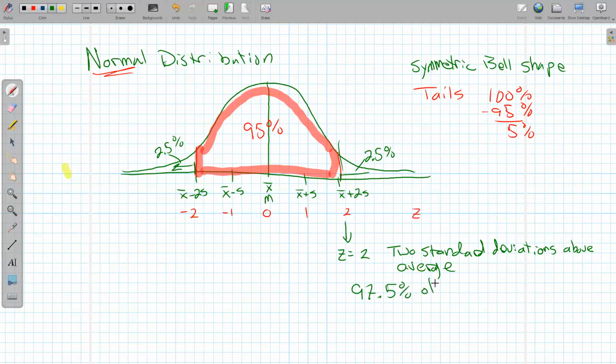97.5%. Actually, I don't want to word it that way. State it like I did earlier: that score is higher than 97.5% of all of the others.